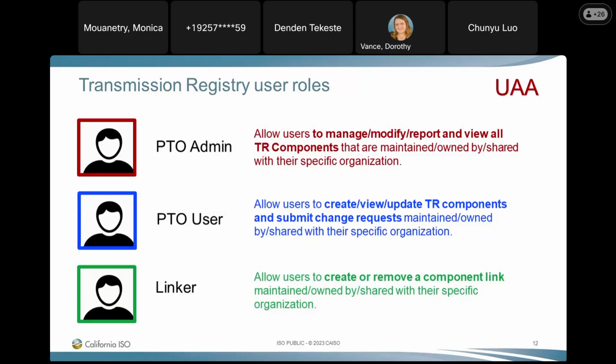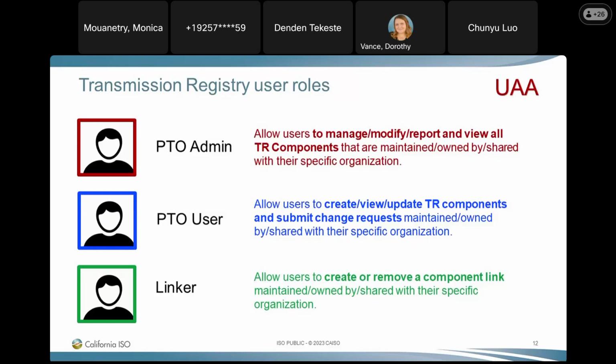Before we start, I do want to just reemphasize the role, just to go over the different external roles that are involved in this application. So for external users, you're used to seeing the PTO, the participating transmission owner admin role. This role allows those users to manage, modify, or report any of the transmission registry components in the system that are maintained and owned by their organization, specific to their organization.